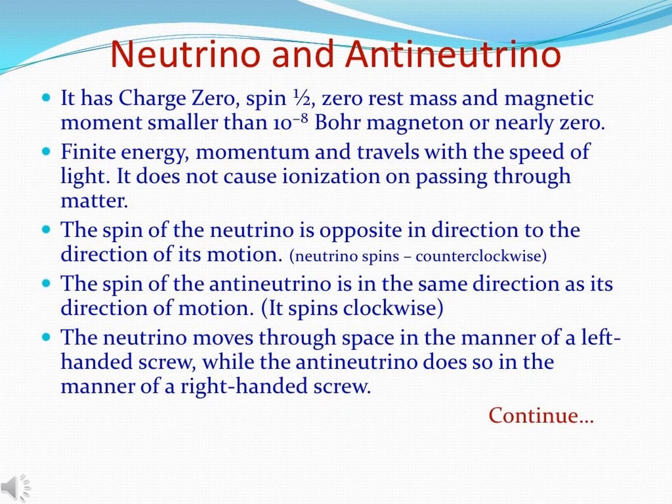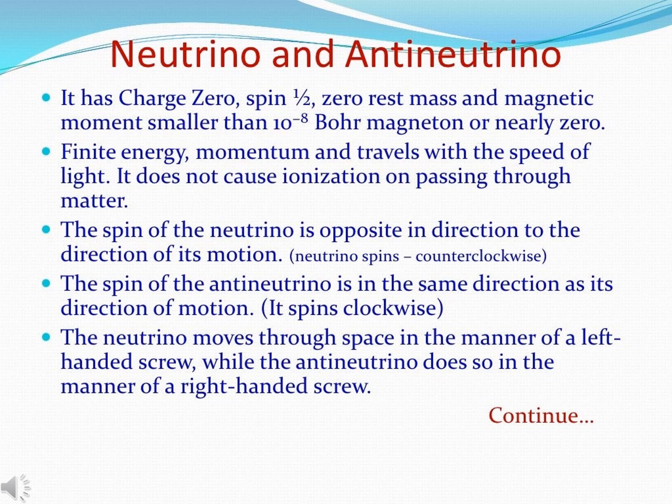This slide goes on to explain the neutrino and antineutrino. It has charge 0, spin 1/2, zero rest mass, and a magnetic moment smaller than 10 to the power minus 8 Bohr magneton, nearly 0. It has finite energy and momentum and travels with the speed of light. It does not cause ionization on passing through matter.